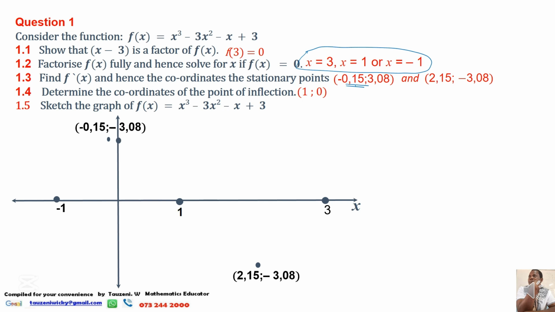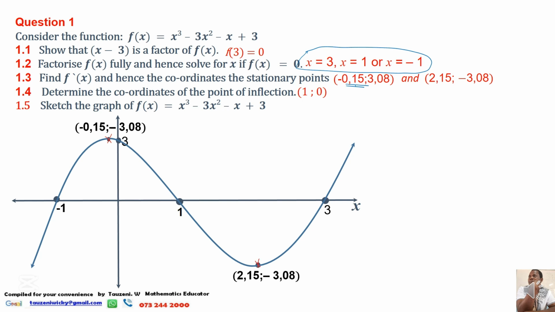Now, once I get the turning points and the intercepts, I can safely connect my graph from the intercepts to the turning points, and so on. This is the graph for the given function. Then I have answered number 1.5. Just to emphasize again, it is absolutely necessary to make sure the x-intercepts are correct and the turning points are correct, because once we make a mistake in those ones, it will become impossible to draw this graph correctly.